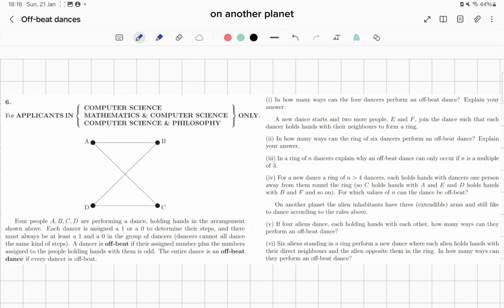On another planet, the alien inhabitants have 3 extendable arms and still like to dance according to the rules above. Part 5. If 4 aliens dance, each holding hands with each other, how many ways can they perform an offbeat dance? Part 6. 6 aliens standing in a ring perform a new dance where each alien holds hands with their direct neighbours and the alien opposite them in the ring. In how many ways can they perform an offbeat dance? Pause the video to have a think, and once you're ready, restart to see if you're right.